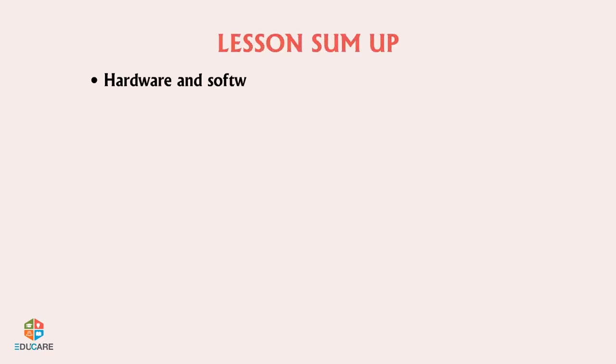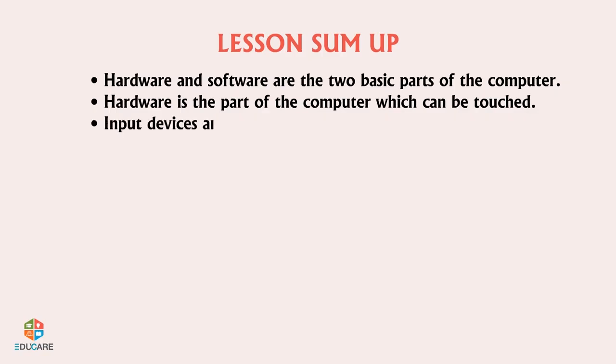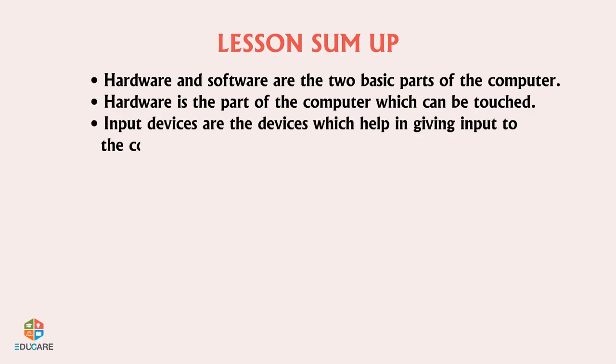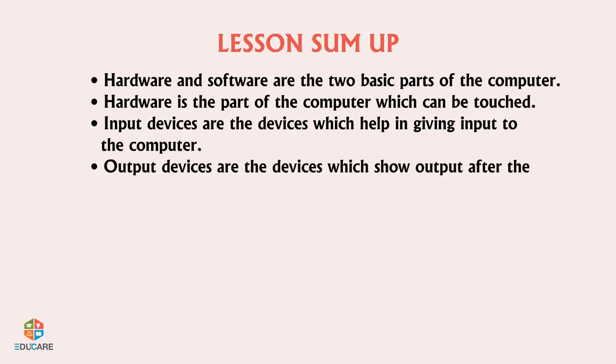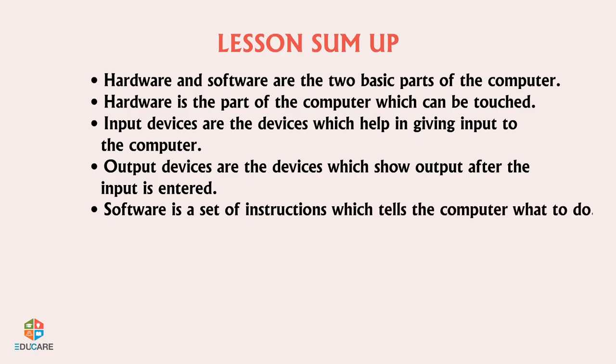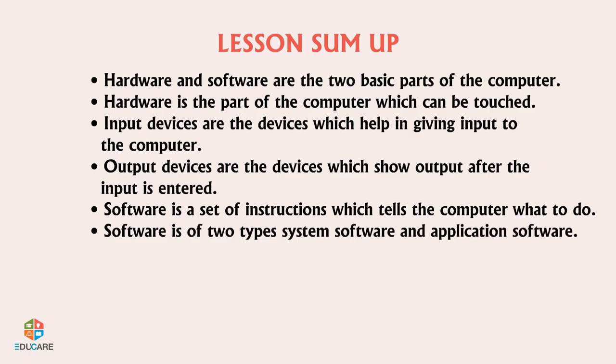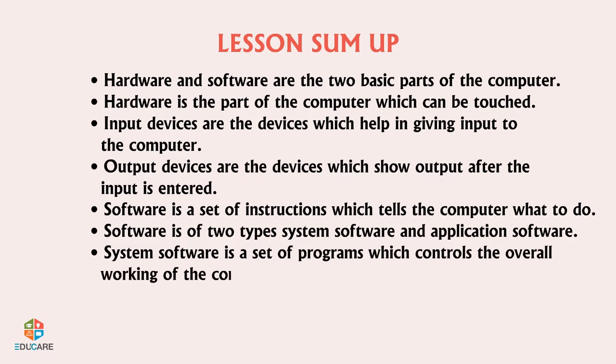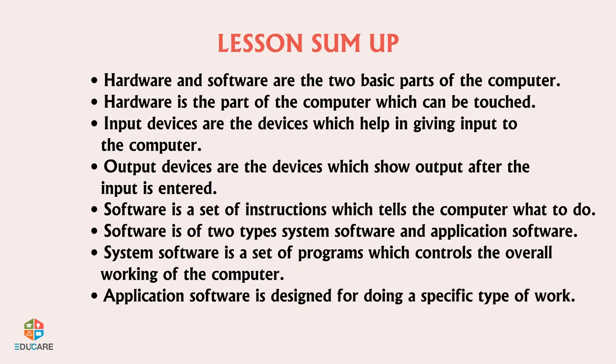Lesson sum up. Hardware and software are the two basic parts of the computer. Hardware is the part of the computer which can be touched. Input devices are the devices which help in giving input to the computer. Output devices are the devices which show output after the input is entered. Software is a set of instructions which tells the computer what to do. Software is of two types, system software and application software. System software is a set of programs which controls the overall working of the computer. Application software is designed for doing a specific type of work.